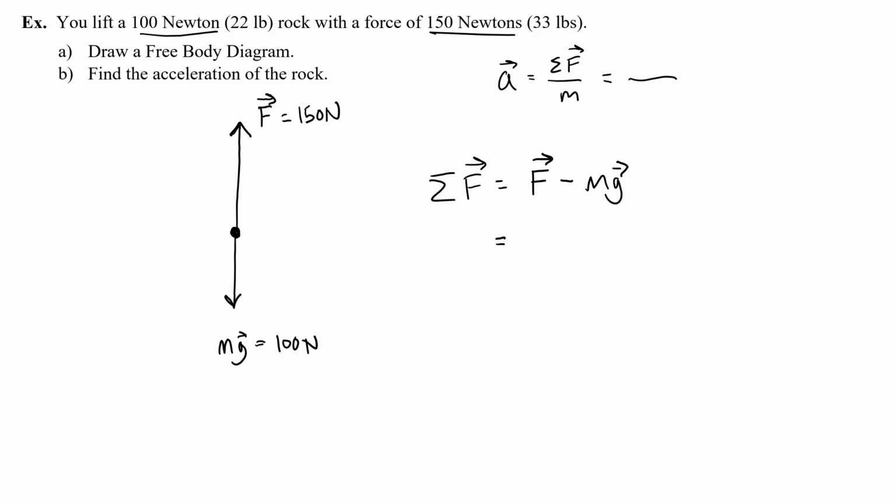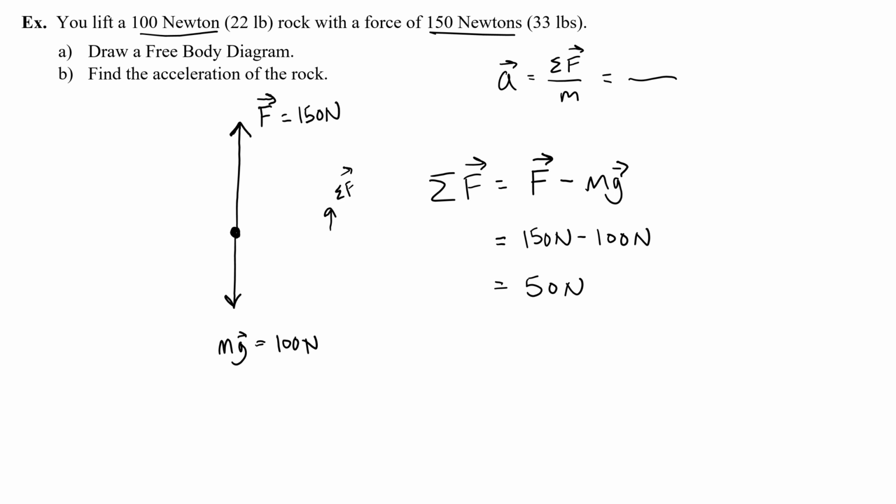Then I can write the numbers in. 150 newtons minus 100 newtons. So the net force is 50 newtons, and it's positive, which means that the overall net force would point up. And of course, if you're going to draw the net force, never draw the net force on the free body diagram. Just draw it off to the side to help you visualize it.